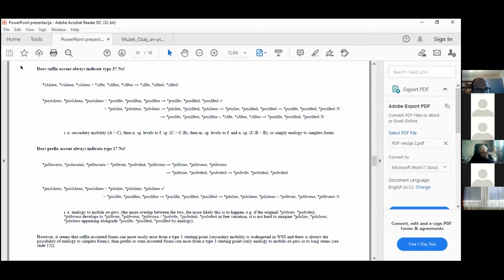Here we try to show some possible ways by which accent on the suffix could arise from original accent on the stem, and vice versa. So there is always the possibility of direct analogy to forms without prefix. So if, for example, we originally have poslan, poslana, and poslano, the forms without prefix would be slan, slana, and slano. And there is always the possibility that by analogy through these forms without prefix, the forms with prefix change and shift their accent onto the suffix. This is probably what happened in Lazina.